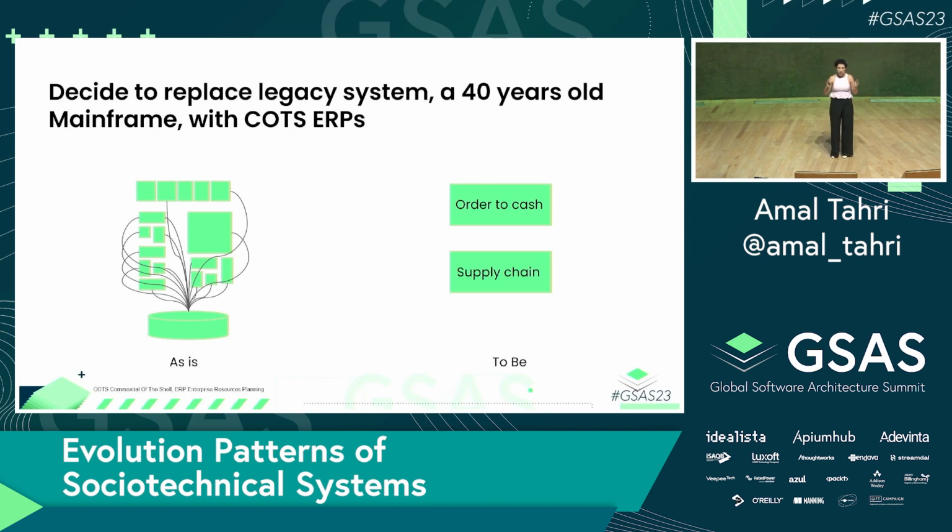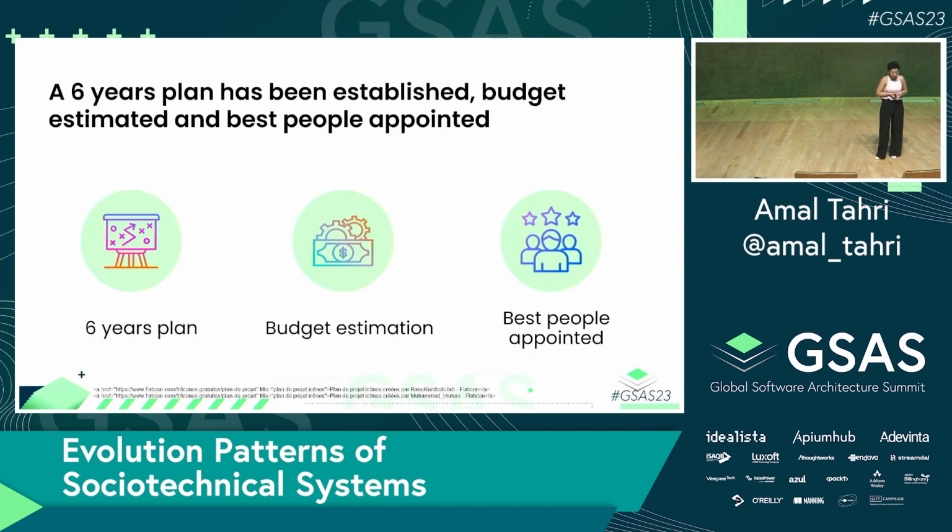Everything is a buy, so we don't have developers in this company. Of the people that remain, there are just 2 persons who know how the mainframe works, how these dependencies work, and we decided to just buy. So it's not a build strategy. And of course, like any transformation program, we have 6-year plans and we have allocated budget and we appoint the best people.